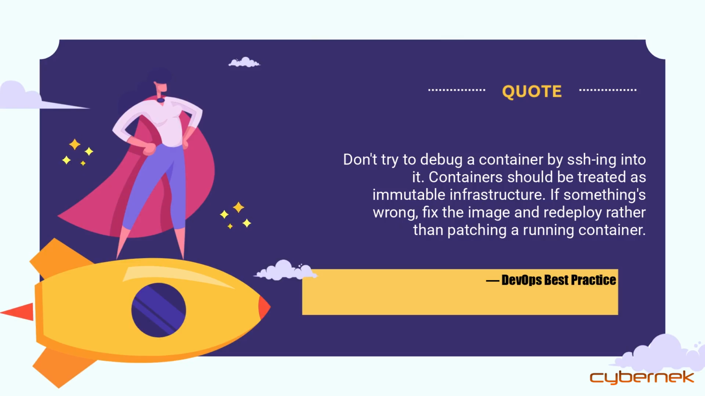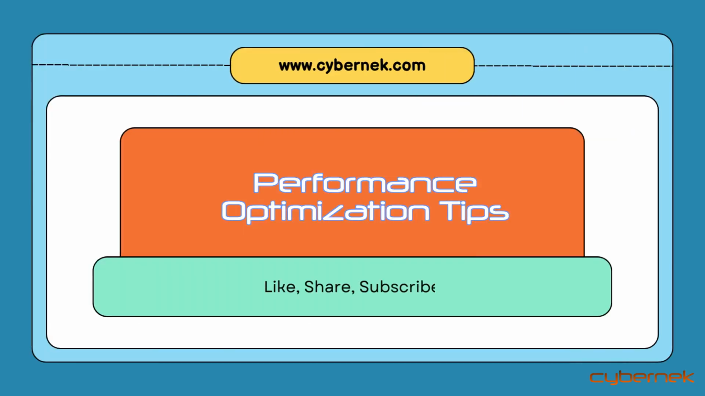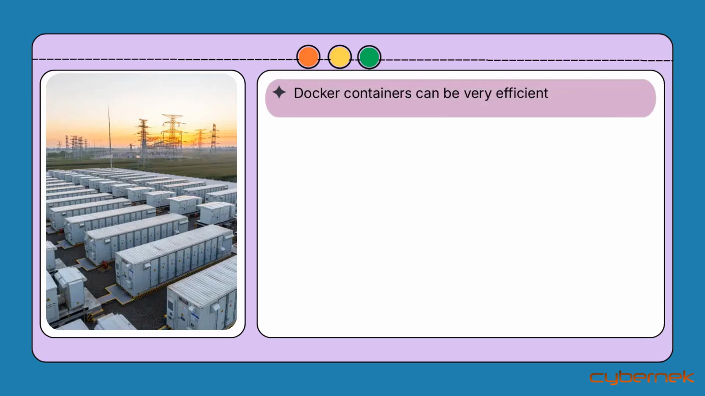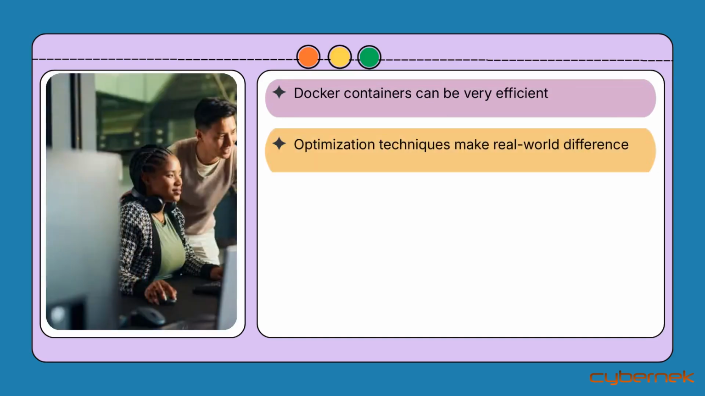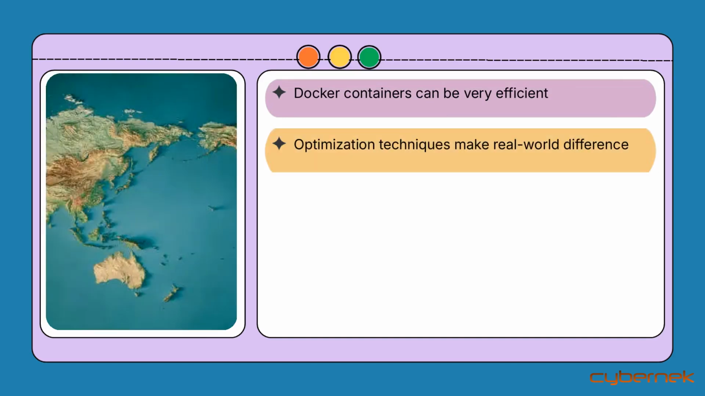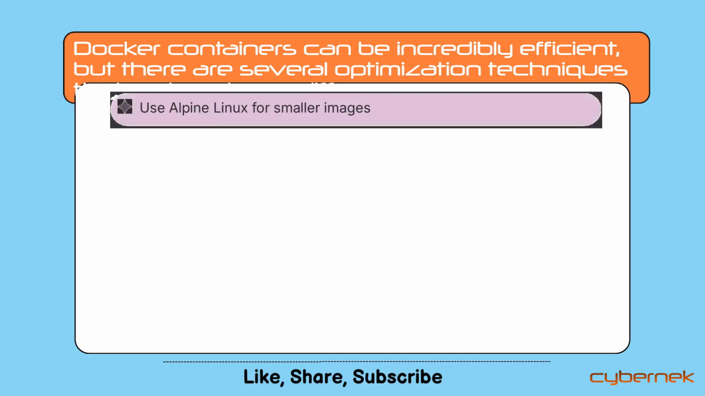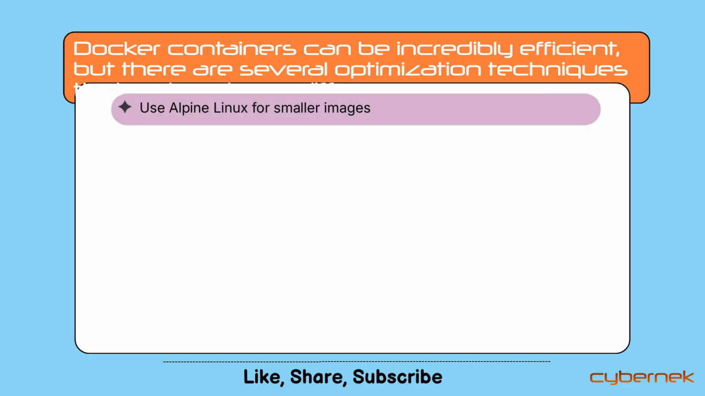DevOps best practice. Performance optimization tips. Docker containers can be incredibly efficient, but there are several optimization techniques that make a huge difference in real-world applications.